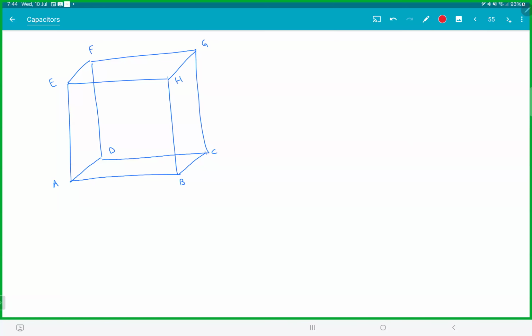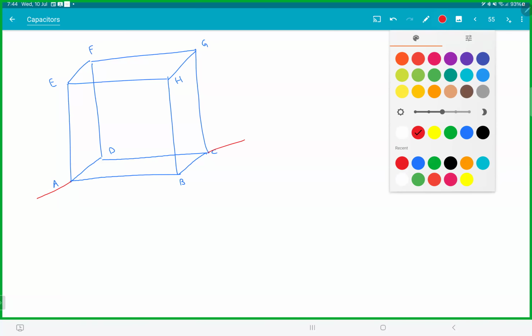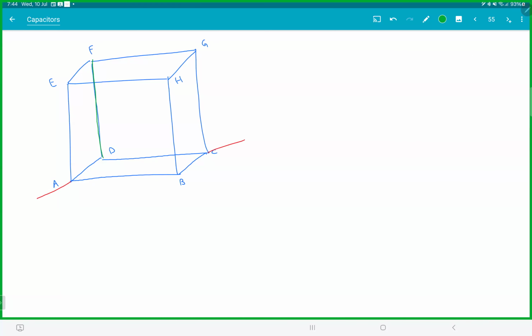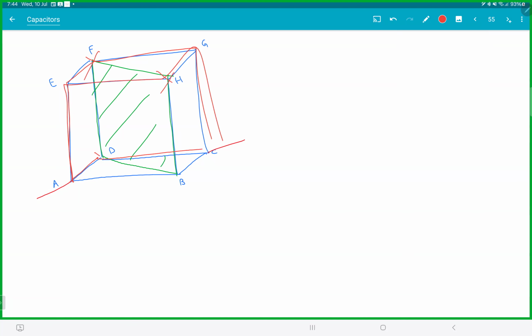So you want between C and this thing. Now, if you take the central plane, if you look at this thing here, all these four are midpoints, isn't it? When you go from A to C, A, E, F, G, C, F is the midpoint. A, E, H, G, C, H is the midpoint. A, D, C, D is the midpoint. A, B, C, B is the midpoint.